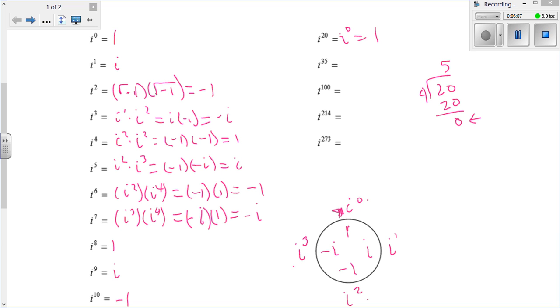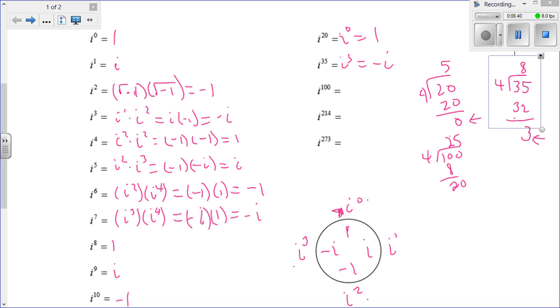If I do the same thing with 35, 4 goes into 35 8 times, and that is 32. When I subtract, I get 3. So I'm going to look for my remainder of 3. So it's i to the third, which is equal to negative i. 100, 4 goes into 100 25 times: 2, that's 8, bring down the 0, 5, 20. My remainder, again, is 0. So this is equivalent to i to the 0 or 1.